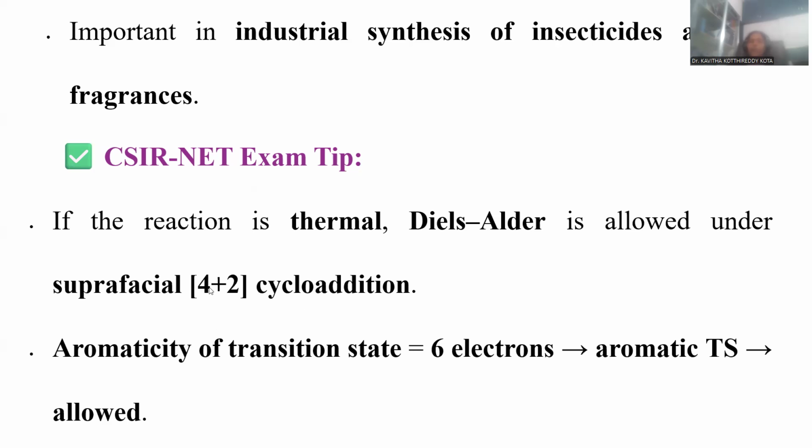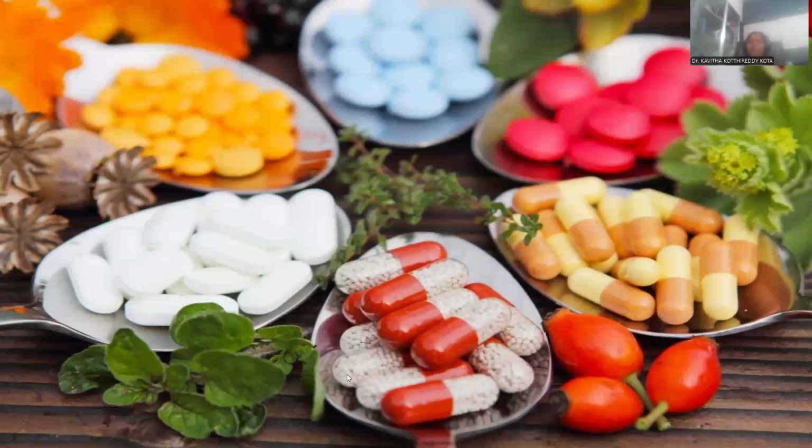So 4 pi electrons of the diene and 2 pi electrons of the dienophile are treated, and an addition reaction takes place, giving rise to an annular ring system. Aromaticity is perfectly balanced. The transition state will have 6 electrons. Aromaticity of the transition state is also allowed there. By this we completed the entire concept of the Diels-Alder reaction. We will come up with a new topic in the next session.